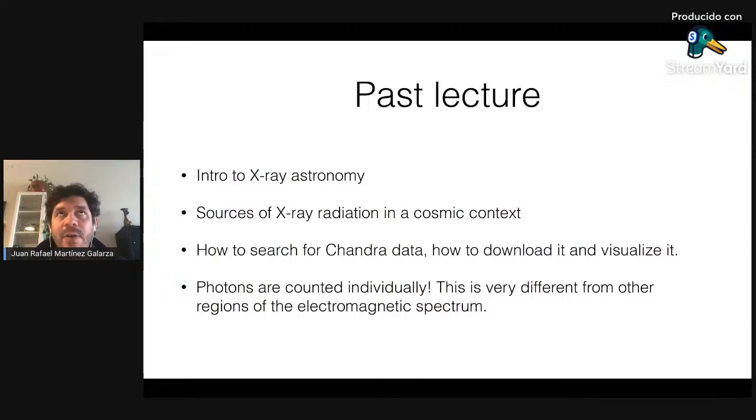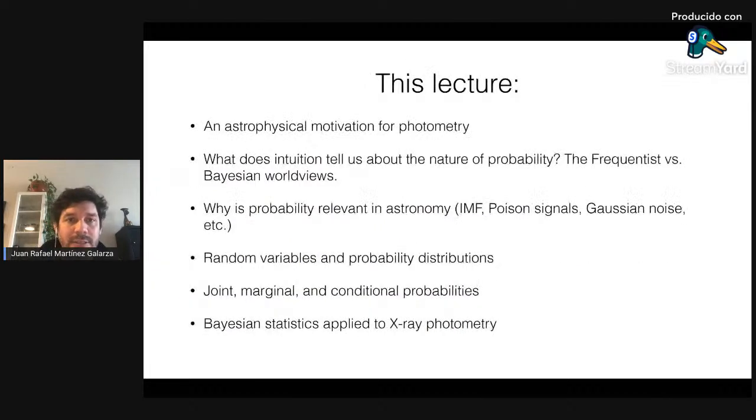And a very important lesson from yesterday's lecture is photons. In X-ray astronomy, we deal with individual photons. And that has a lot of implications in terms of how you treat this from the statistical point of view and from the data point of view. And I think that perfectly motivates today's discussion on statistics.